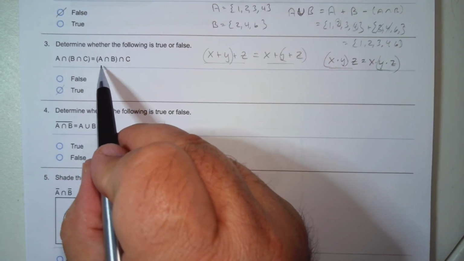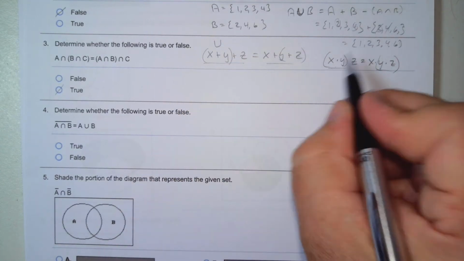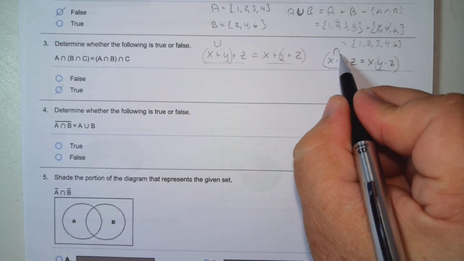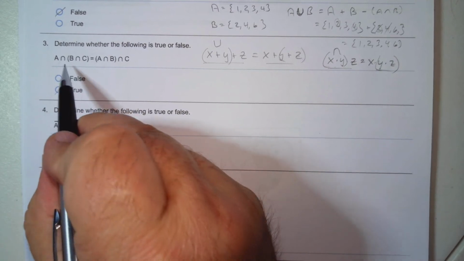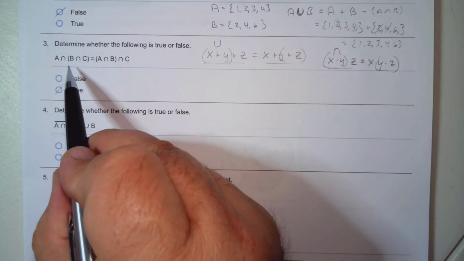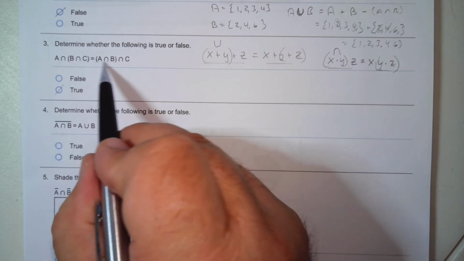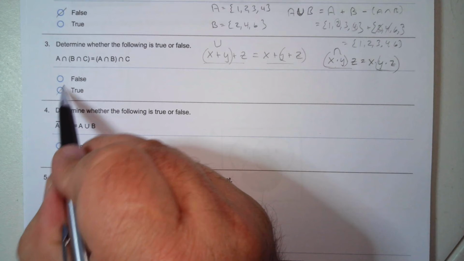Mathematics came from logic. The plus sign is union. The multiplication sign is intersection. So this is similar to the associative property of multiplication. The intersection of B and C and the intersection with A is going to be the same as the intersection of A, B, and C. So that's true.